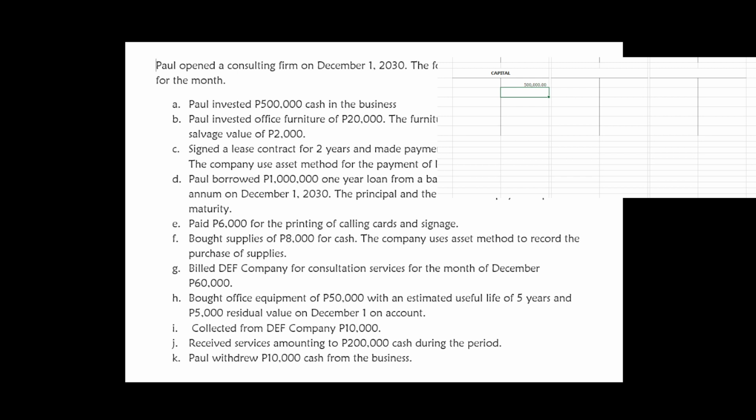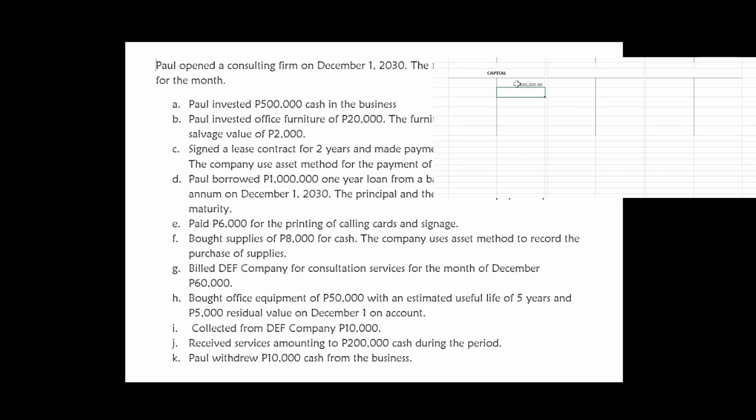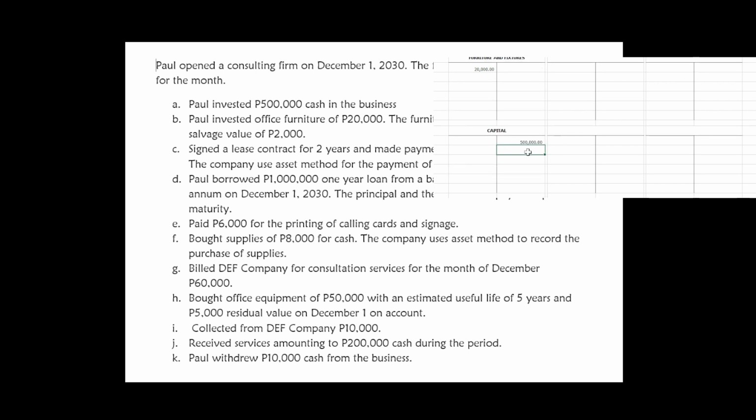Next, invested furniture and fixtures, office furniture. So, that is debit furniture and fixtures of 20,000. And then, credit, ang sabi dito is nag-invest. So, ibig sabihin, credit yung capital niyan. Okay? So, debit tayo ng furniture and fixtures, 20,000. And then, credit tayo ng capital, 20,000. So, that's it. Letter C.